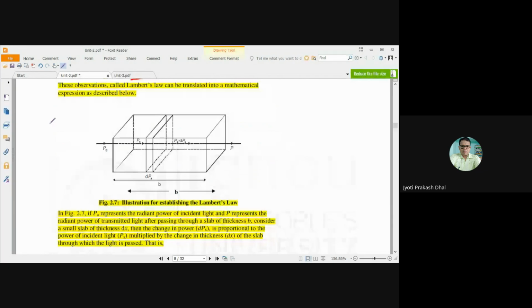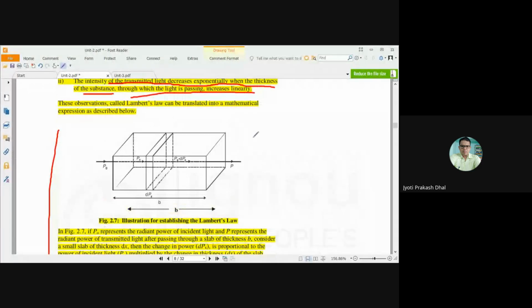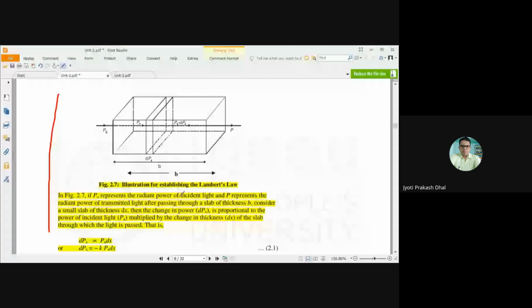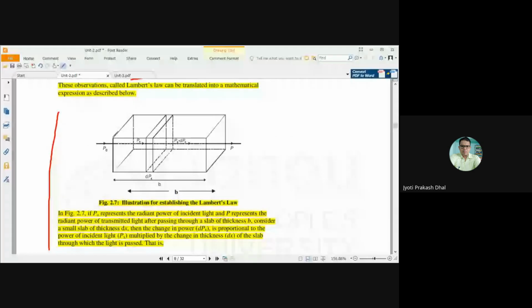So if a question comes, you have to write Lambert's law from here. So you have to draw this figure. This figure illustrates the establishing of Lambert's law, figure 2.7. So this is the absorbing medium, and the intensity of light before passing through the absorbing medium is P naught, and the intensity of light after passing through the absorbing medium is P.